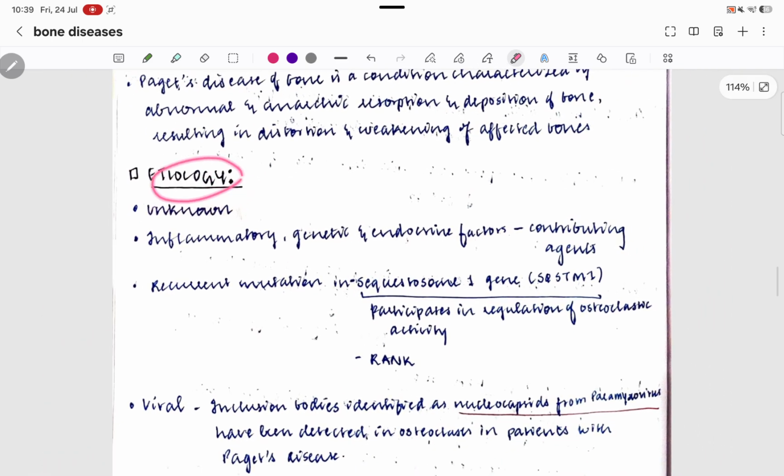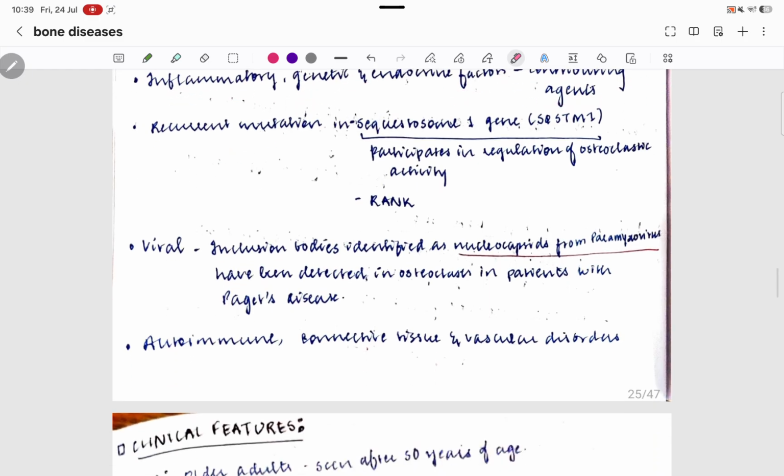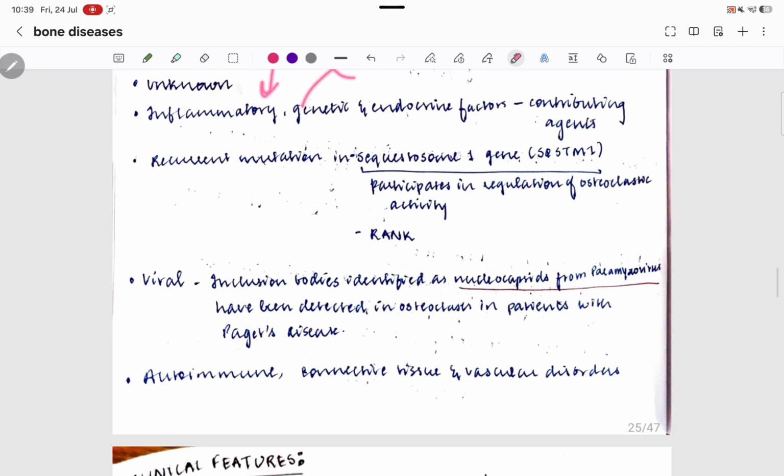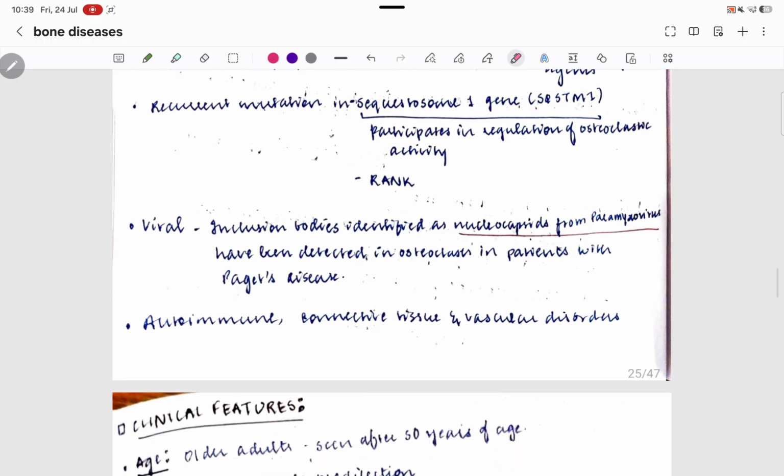Now coming to the etiology. Etiology is unknown. Inflammatory, genetic, endocrinal factors should be taken into consideration but cannot be considered the etiology, okay. Then recurrent mutation is seen in gene SQSTM1, okay. Here if you do not mention the gene, it is okay. You can just write there is a recurrent mutation in sequestosome gene 1, or you can just write that there is a gene mutation which participates in the regulation of osteoclastic activity.